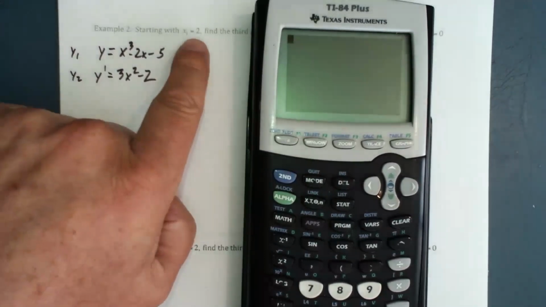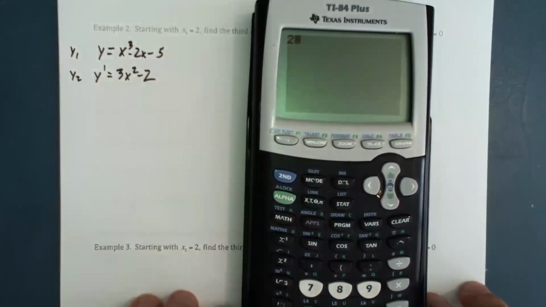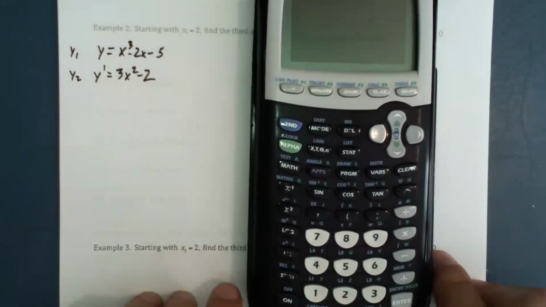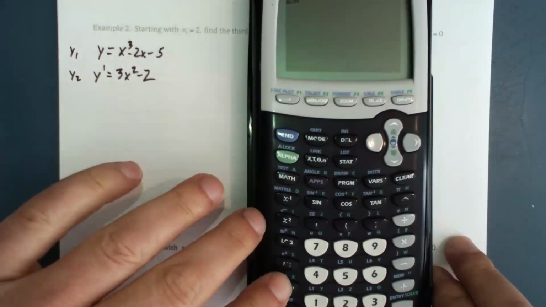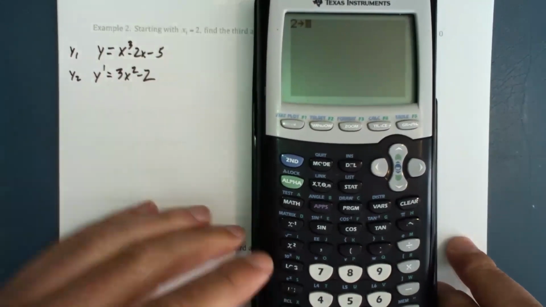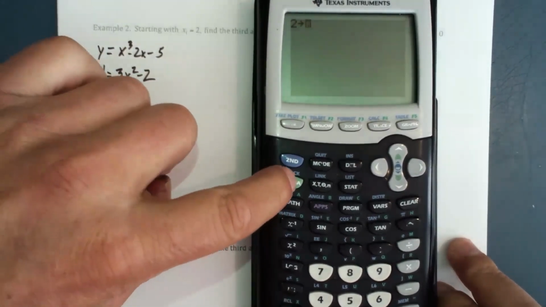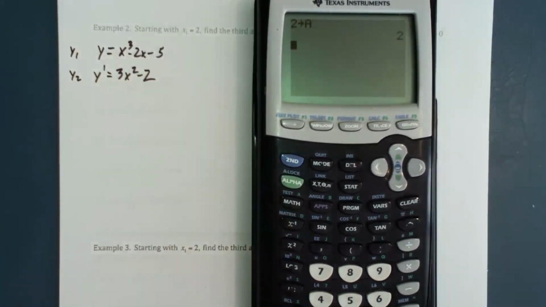And I'm going to start with my first one. I'm going to have 2, and I'm going to use a memory here. I'm going to use the store button. That's above my on button for this particular type of calculator. And I'm going to store this into A. So I'm going to hit alpha A. And that's a memory. So now in A, I've stored the number 2.